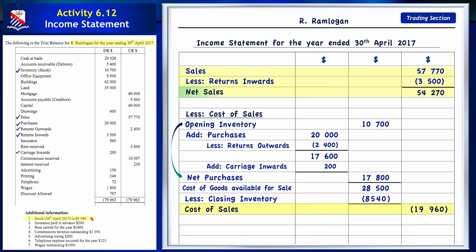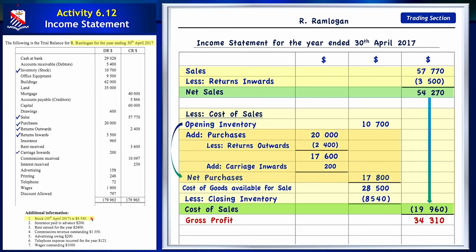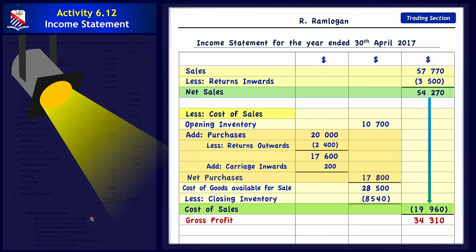Right? So you now have your net sales less your cost of sales. That will give you your gross profit. So the 54,270 less the 19,960 gives you a gross profit of $34,310. And that is the first part, your trading section, and you're finished. And once you know your format, you would run through it just as quickly as we just did there, especially if you have your routine of checking and on all that.